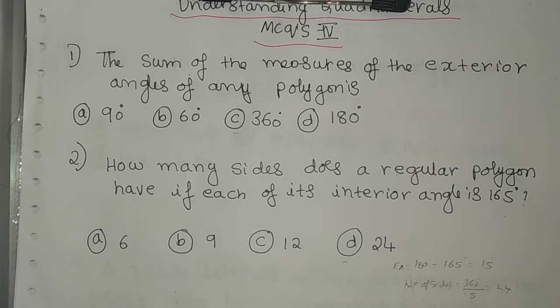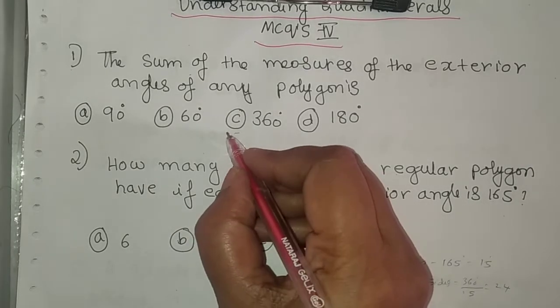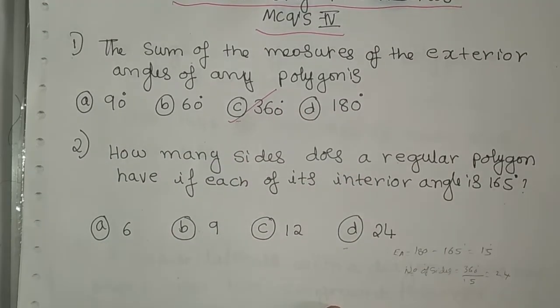So here in this part we have the first question, that is sum of the measure of exterior angles of any polygon. So what is the sum of the measure of exterior angles of any polygon? Means that is 360 degrees.